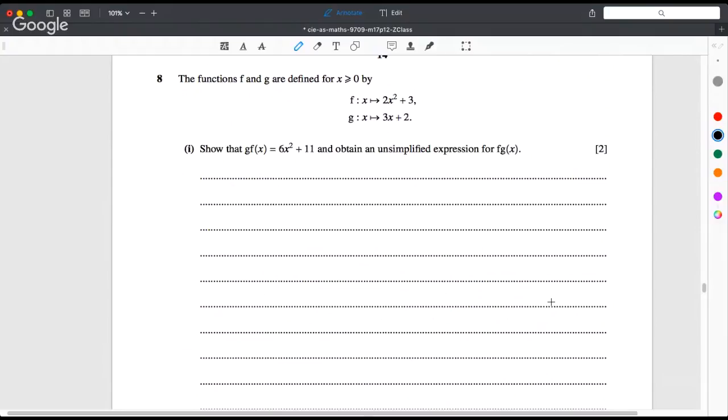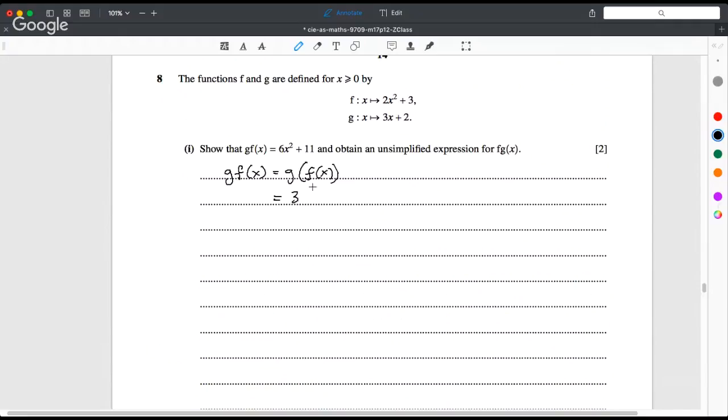Okay, question 8. So we've been given a couple of functions here, f and g. The first question is asking us to recognize that gf of x is the same thing as g of f of x. So you can string functions together by just concatenating the letters which symbolize them. So let's do that. For g of f of x, wherever you see an x in the g function, you plug in the whole of f of x.